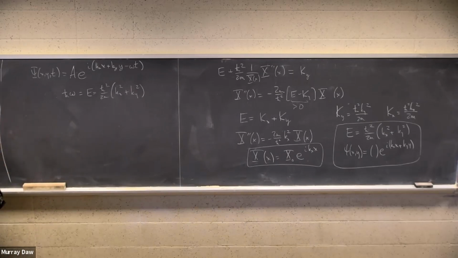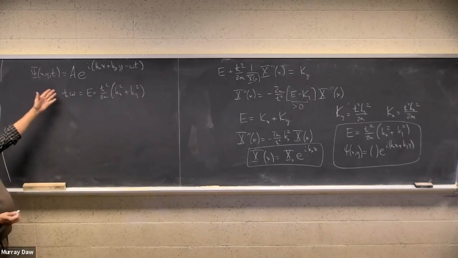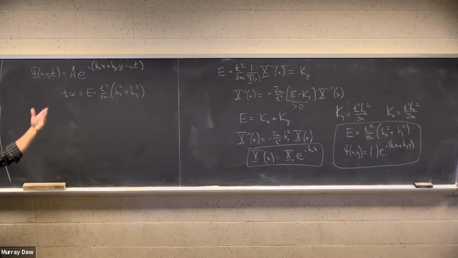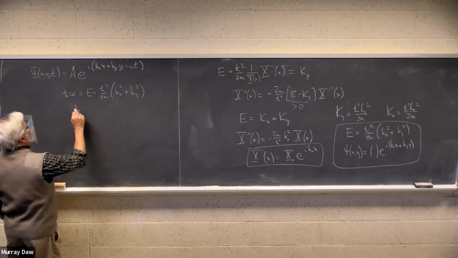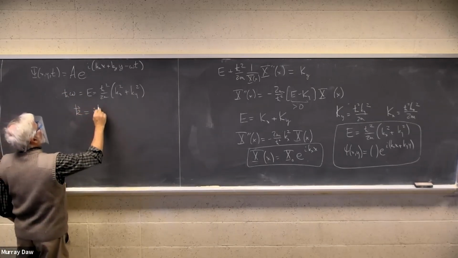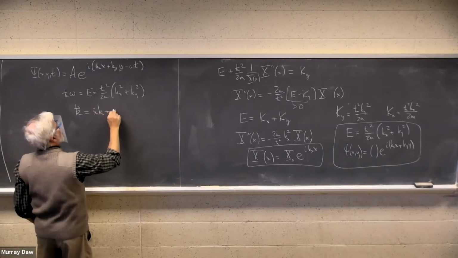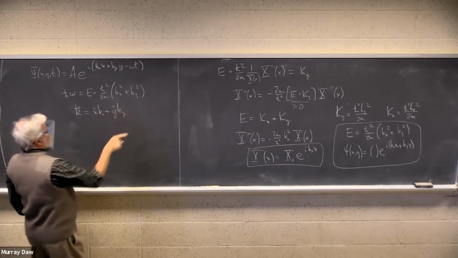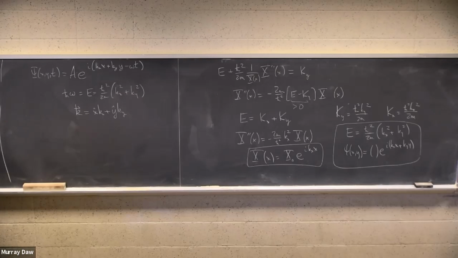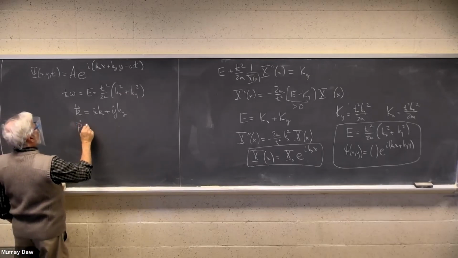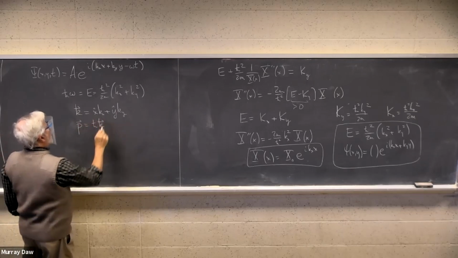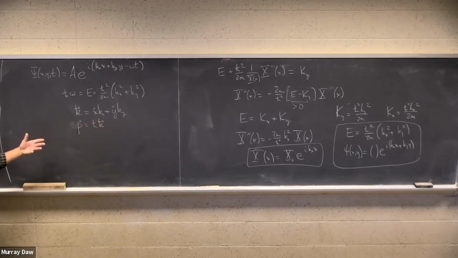Okay, and that's the solution. That is a solution to the free particle in 2 dimensions. That's a lot like what we did before. It's like a plane wave. But notice there's a k vector here. It has a component in the x direction and a component in the y direction. And remember, the momentum is h bar k. So we have a component of the momentum in the x direction and a component in the y direction.